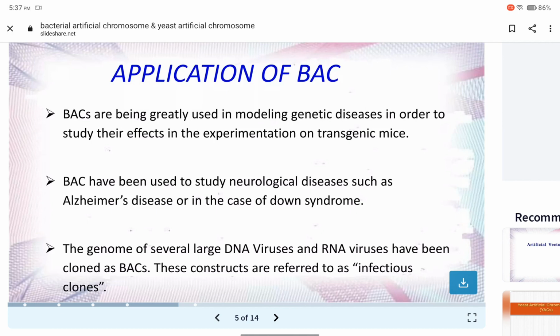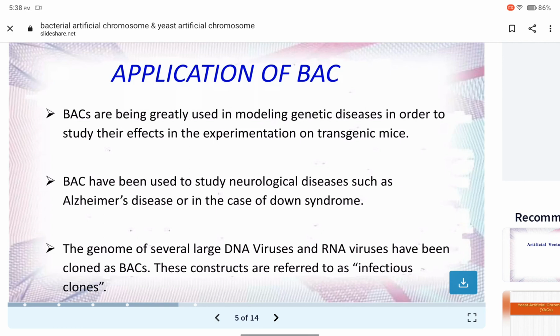Bacterial artificial chromosomes are generally used in modeling genetic diseases in order to study the effects in experimental transgenic mice. These are very helpful in studying the effects when we are doing experiments on transgenic mice. We can study various genetic diseases with the help of BAC because it is very useful in modeling genetic disease. BAC has been used in neurological diseases such as Alzheimer's disease. In the case of Down syndrome, we can study these diseases with the help of BAC.